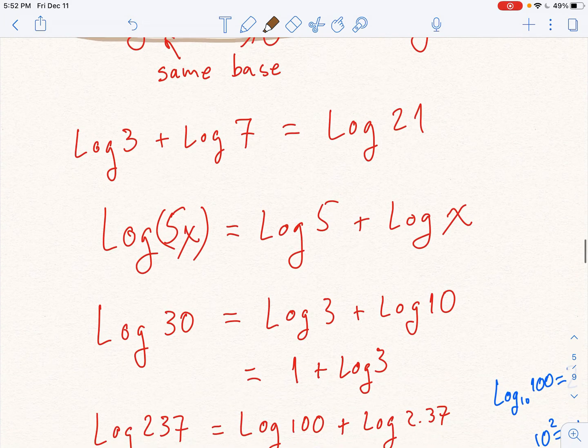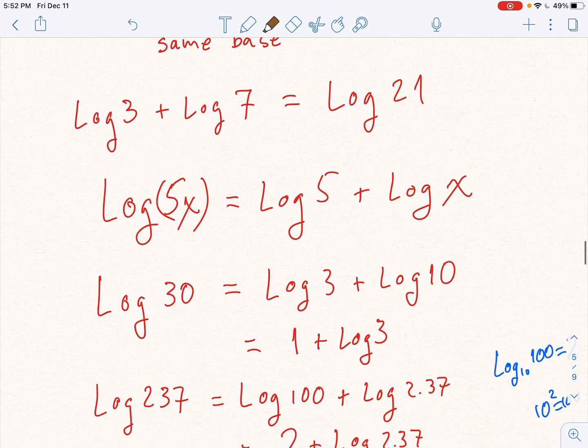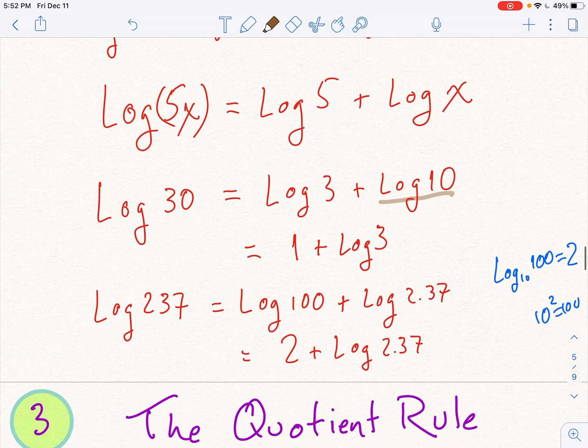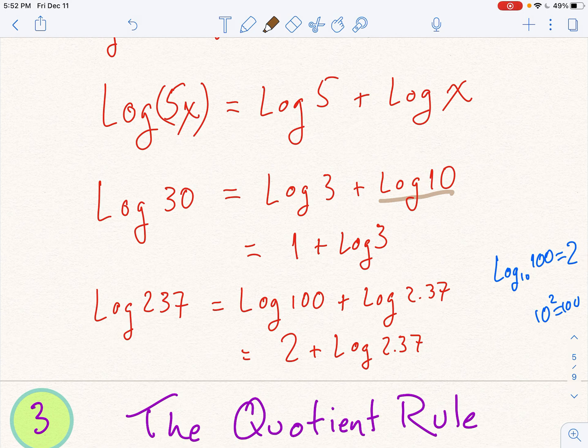Here's another one, log of 30. Well, 30 is 3 times 10, so I could write that as log of 3 plus the log of 10. Keep in mind then, log of 10 is equal to 1. So I could write that log of 30 as 1 plus the log of 3, if that was somehow useful to me. Extending that idea again, this is how logs were used in a lot of ways. Log of something like 237. Well, 237 could be thought of as 100 times 2.37. So I could write that log of 237 as 2 plus log of 2.37.